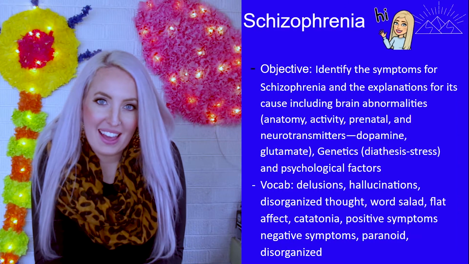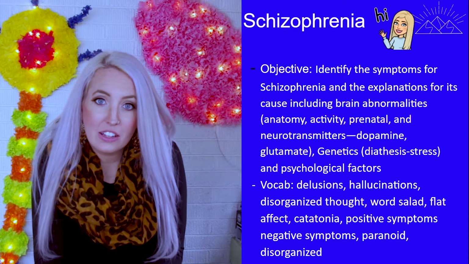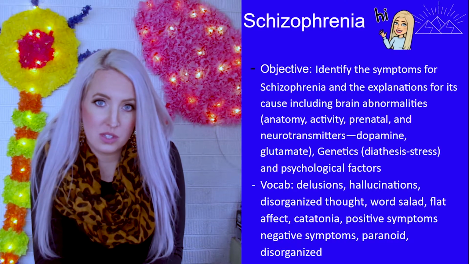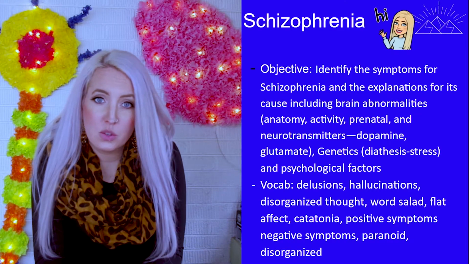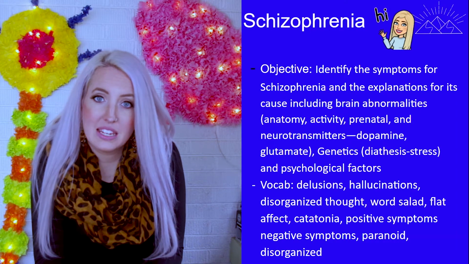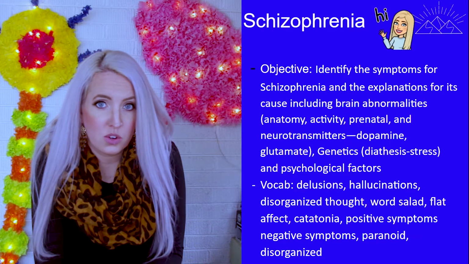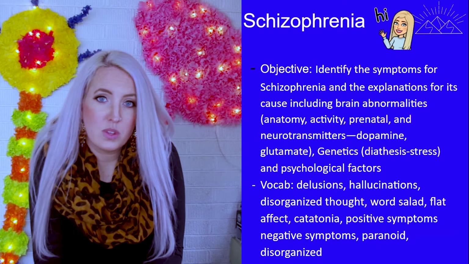Hello and welcome back. In our final video on psychological disorders, we are going to be diving into schizophrenia and dissociative identity disorder, what these two disorders look like and how we can identify them, in addition to some potential causes for these disorders as well. So let's go ahead and get started with schizophrenia.